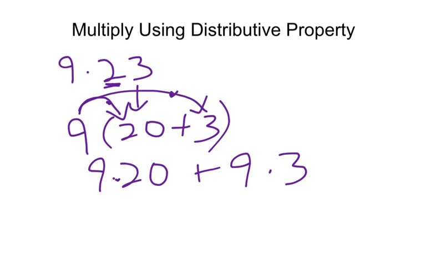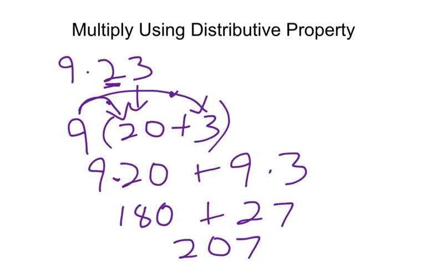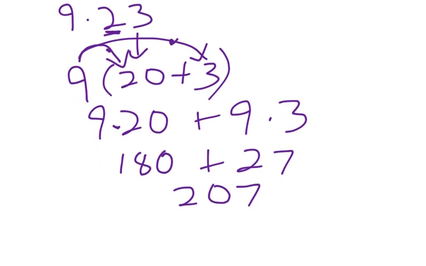And then it's much easier to do because 9 times 2 here is 18, and I just tack on that 0. 9 times 3 is 27. Now I can add those in my head and get 207. So again, all we want to do is break down that two-digit number into a tens and then a units. So let's try another one.